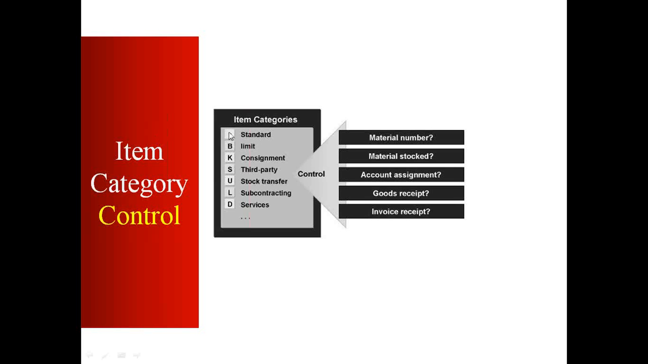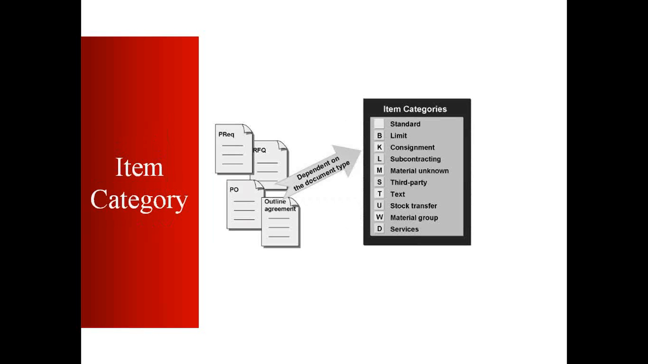And when there is blank over there, that means that is the standard item category, which is used most of the time. If you don't select anything, it will be blank, which is standard. Then we have things like limit, where you need to give it a limit. When you use a limit, it was asking you to enter the dollar value, what is the maximum expected value. Then you have consignment.